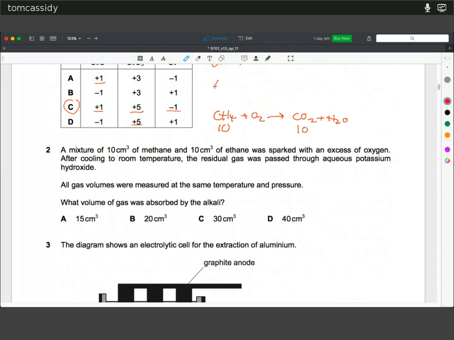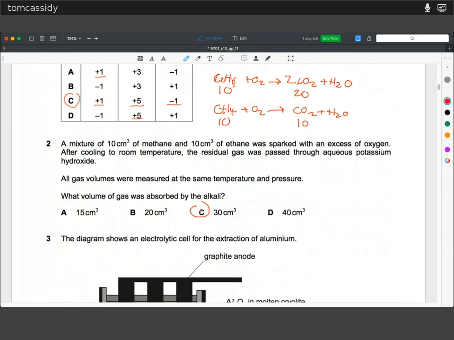Same applies for ethane, C2H6. This time, for each mole of ethane, we're going to be making 2 moles of carbon dioxide. I haven't balanced these equations, but you can see the stoichiometry for carbon is correct. And on this occasion, if we have 10 centimeters cubed of that, stoichiometry is 1 to 2, we'll end up with 20 centimeters cubed of carbon dioxide. Add those together, 20 plus 10, that gives us 30. We're going to get 30 centimeters cubed of gas. So that's the answer there.